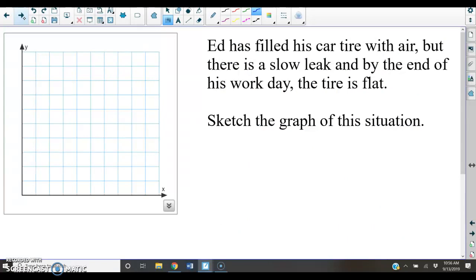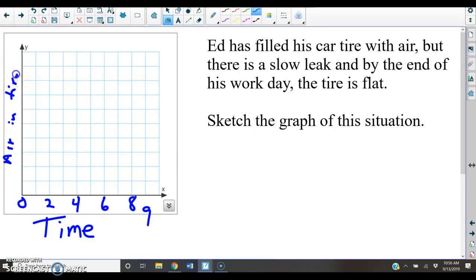Here we have poor Ed. He filled his car tire with air, but there's a slow leak, and by the end of his workday, the tire is flat. Okay, so across the bottom, the independent variable, again, is time. So this is the start of his day. This would be at noon, and this would be the end of his day. Maybe he's at work 8.5 hours. We'll go to 9.